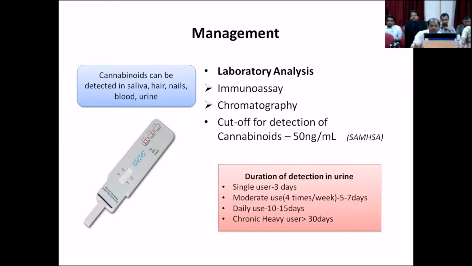The other, more definite method is chromatography. In chromatography, there are two types: gas and liquid. The liquid is more sophisticated, more sensitive and specific, but these are costly investigations available only in a few centers. The cutoff for detection of cannabinoids is 50 nanograms per ml. This is a standard international regulation. Another important thing is the duration of detection. As I have said, because of the lipophilicity and pharmacokinetic properties, for a single user it is 3 days, but for moderate and chronic users it may be more, and for chronic heavy users it may be more than a month.